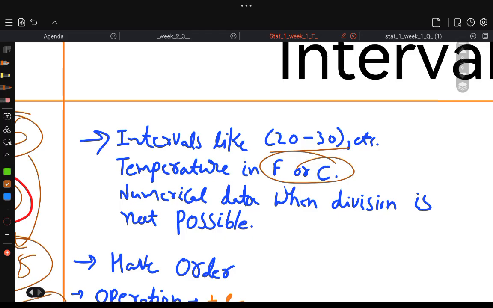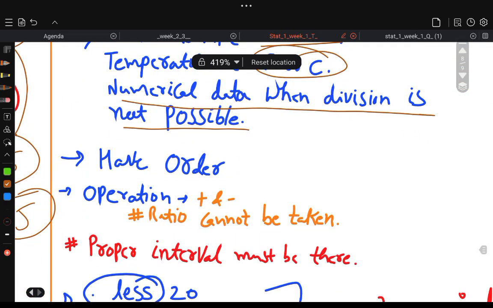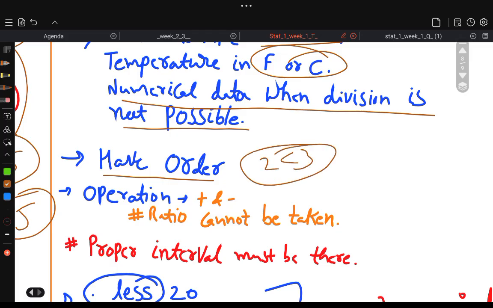Like see, it is numerical data where division is not possible. It is the numerical data in the interval scale. And as they are numerical, they have an order, right? As they are numerical, we can say 2 is less than 3 in this case. For the ordinal, we could not say this for every case, but we can say that average is less than good. It is the basic fact, right?